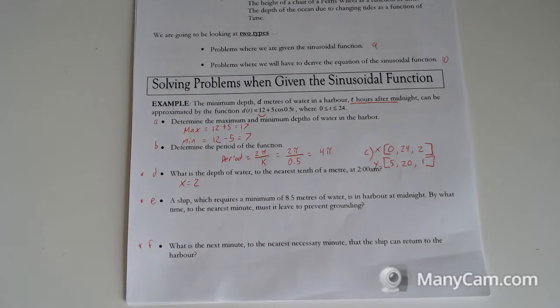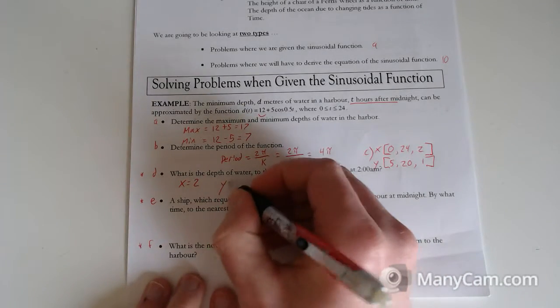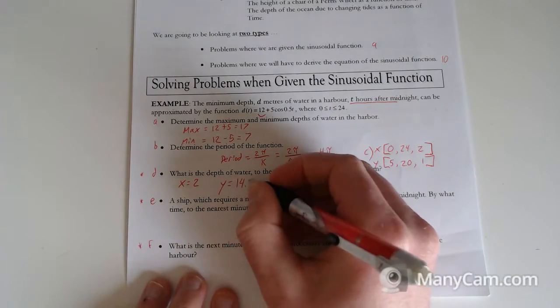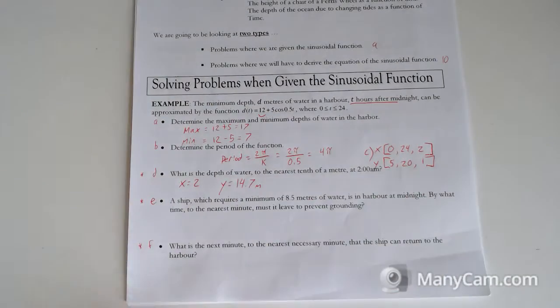Actually, you could do this a couple different ways. So you want to graph the function, you could scroll till you get when x equals 2, you can just look, or you could turn it into a table of values and enter in 2. One of those ways, you should get a y value of 14.7. So therefore the depth of it is going to be 14.7 meters at 2 a.m. That's a fairly easy one because it's a single x value. What is it at 2 a.m.?